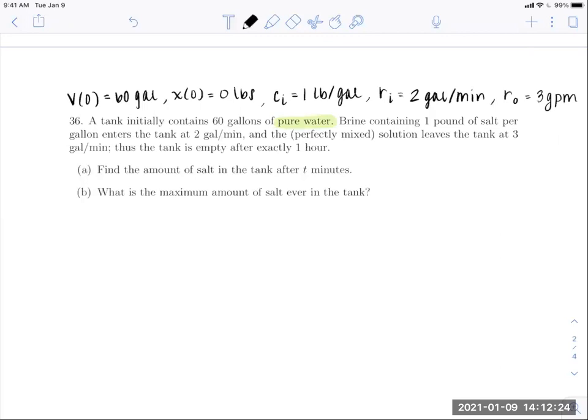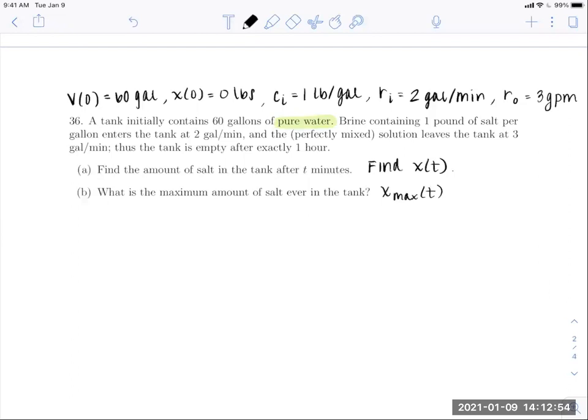So then they made a statement, thus the tank is empty after exactly 1 hour. Part A, find the amount of salt in the tank after T minutes. So in other words, we can write this mathematically as find X of T. So solve the differential equation. And then part B, what is the maximum amount of salt ever in the tank? So I want to find X max, I'll write it as.